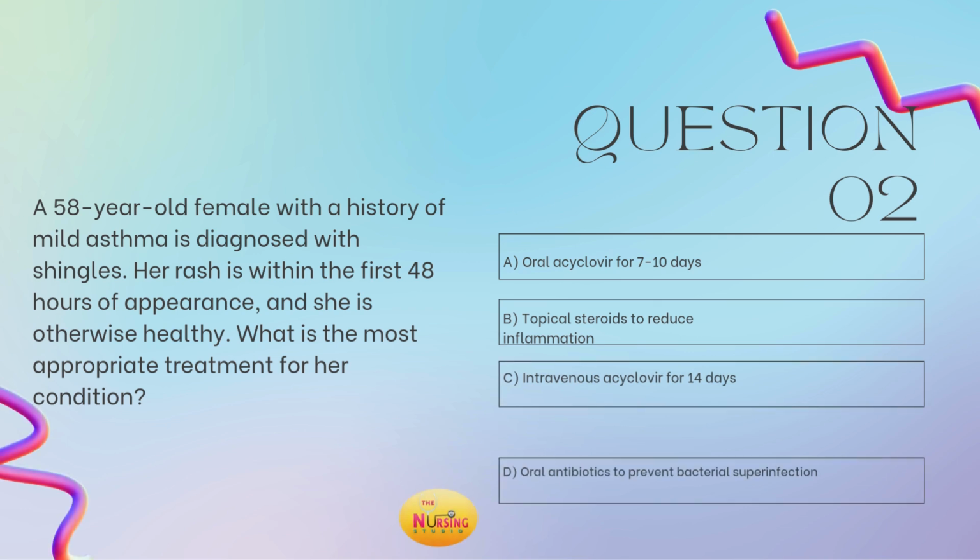All right, question number two. A 58-year-old female with a history of mild asthma is diagnosed with shingles. Her rash is within the first 48 hours of appearance, and she is otherwise healthy. What is the most appropriate treatment for her condition? Is it A, oral acyclovir for 7 to 10 days, B, topical steroids to reduce the inflammation, C, IV acyclovir for 14 days, or D, oral antibiotics to prevent the bacterial superinfection? Take a moment and tell me what you got, you guys.